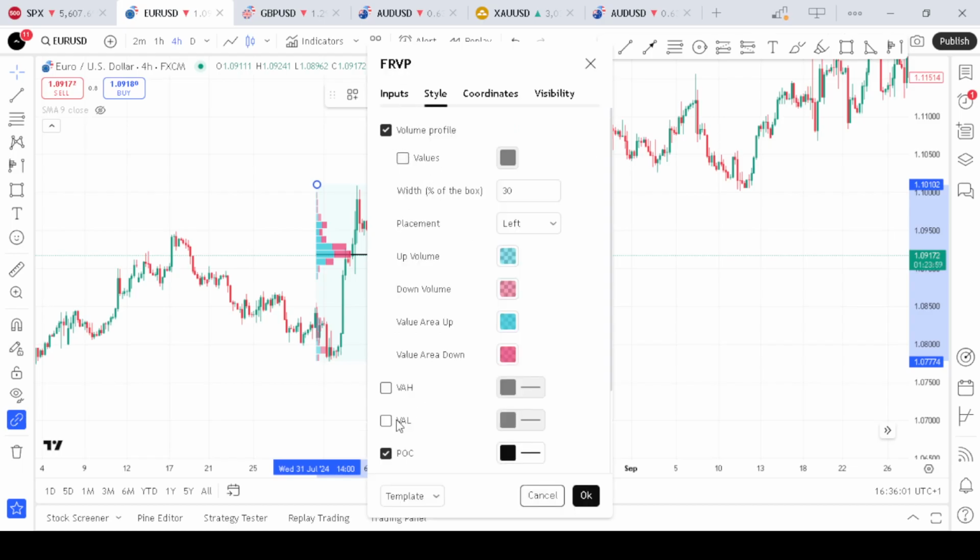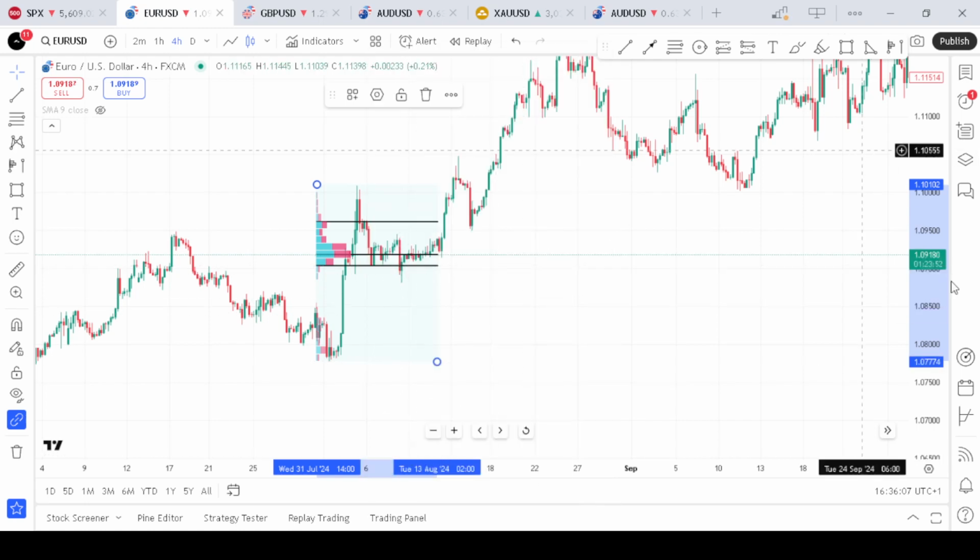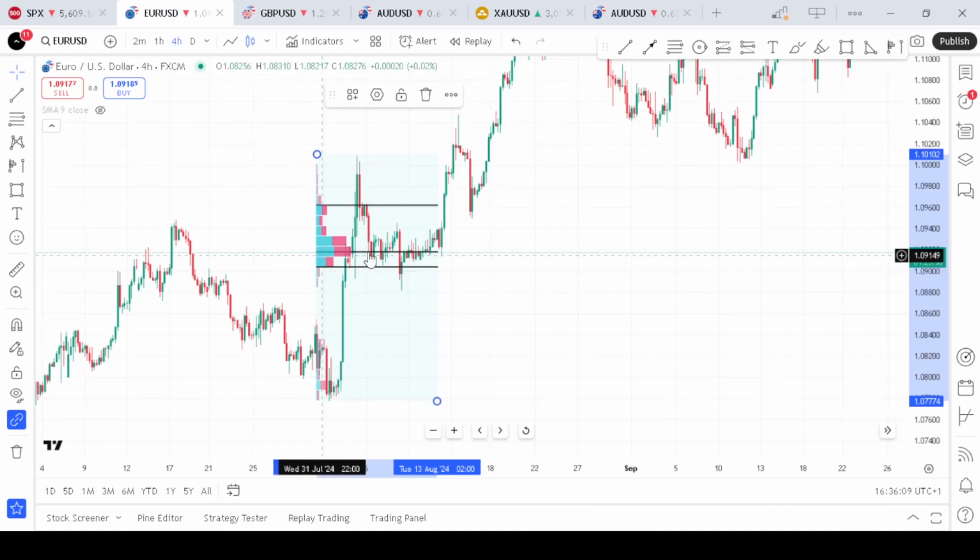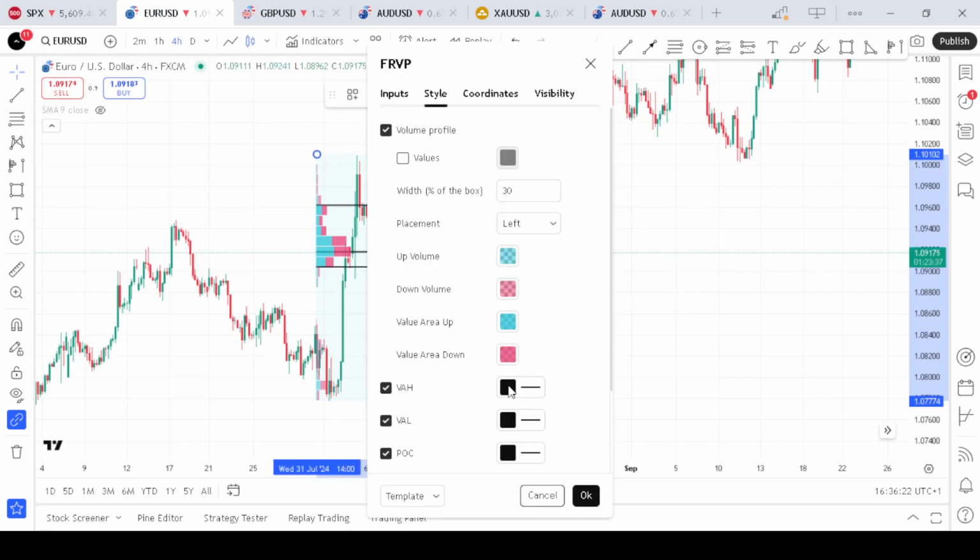I'm trying to set my volume area indicator. Very good, it has been set. So this is our point of control. This line in the middle is where the highest number of volume trade occurs, and it often acts as both a significant support and a significant resistance zone.